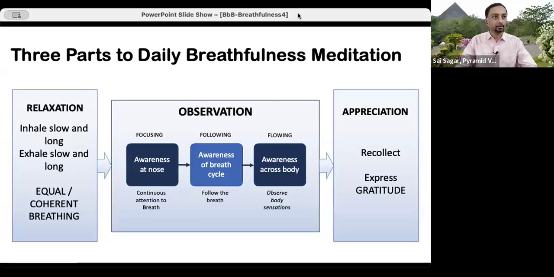So, a quick recap of what we've been practicing. Yes, we know these are the 3 stages of breathfulness. First, we practice relaxation, that is to center our breath, body, and mind. We do that through the practice of equal breathing. Equal inhale, slow, long to the same count, to a count of 3 or 4, and exhale long to a count of 3 or 4, is also called equal breathing.